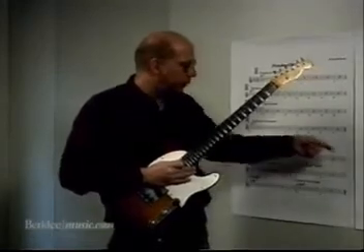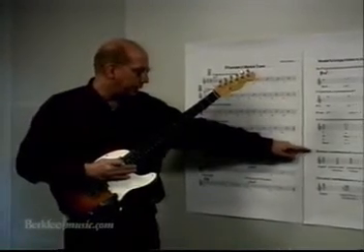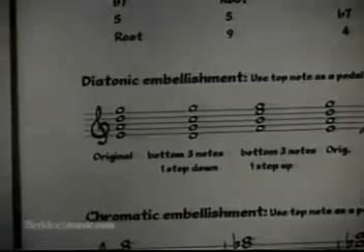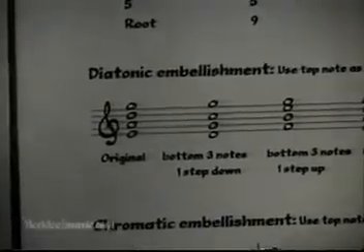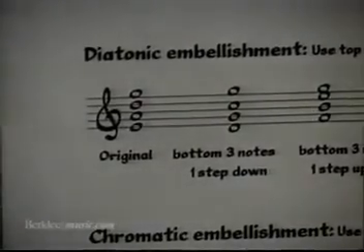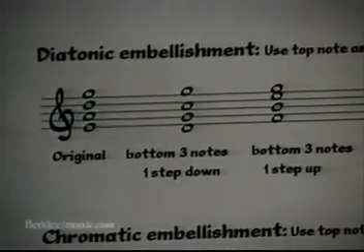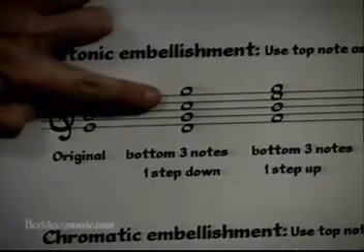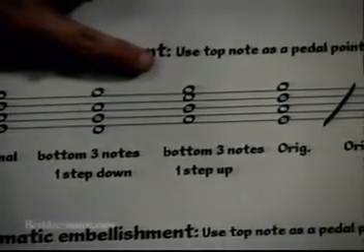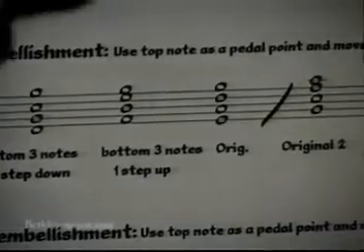One less spicy type of embellishment is this diatonic embellishment that I have on this page right here. The original voicing is the one on the second or the third fret, G, D, A, E. I'm going to move the bottom three notes down one step within the scale. So that gives me G, C, G, and D. And this next voicing has the bottom three notes one step up, and then back to the original. This gives an entirely different feel than the other.